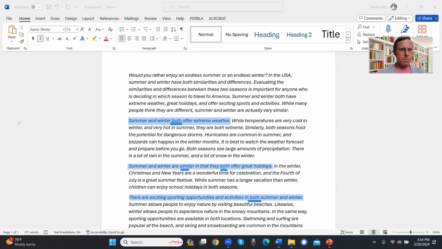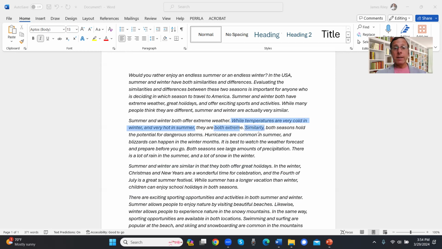Let's go through one of these body paragraphs and take a look at some of the language for comparison. "While temperatures are very cold in winter and very hot in summer, they're both extreme." So the author is making a contrast here, but he's saying even though there's cold weather in winter and hot weather in summer, they're both extreme.